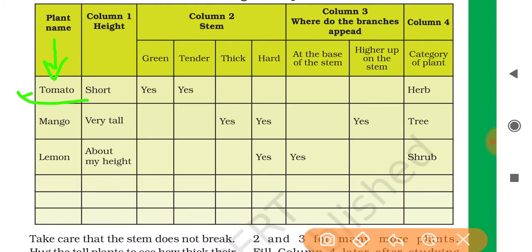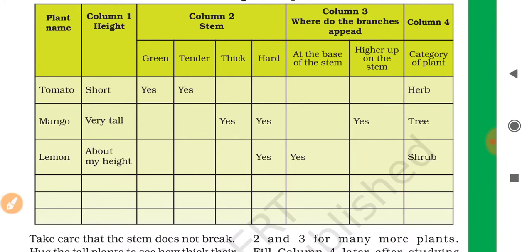In the column height, it is short, because it is shorter than you. Then you have to divide them. Is it green? Yes, you have to write yes if it is green. If it is tender, easily bent, you can write yes. If it is thick, you have to write yes here, but it is not thick, so you have to leave that blank, like here. And the category of plant is herb.